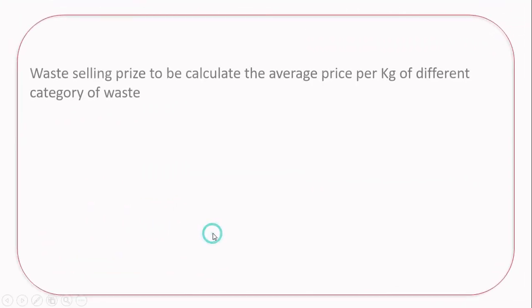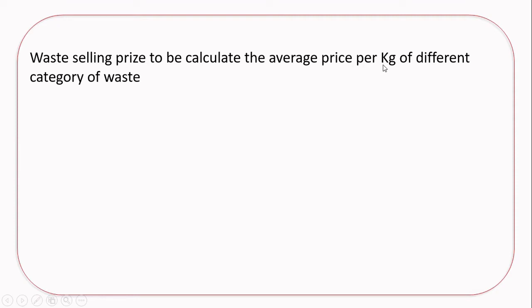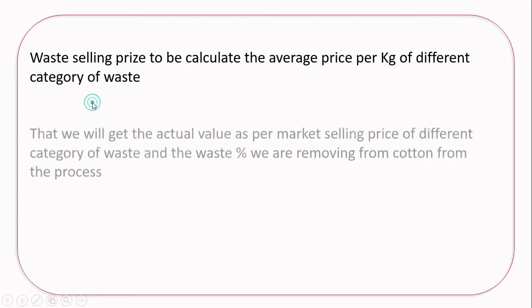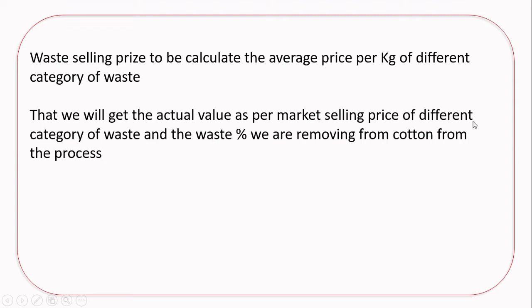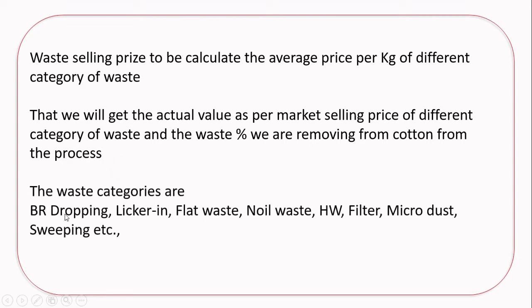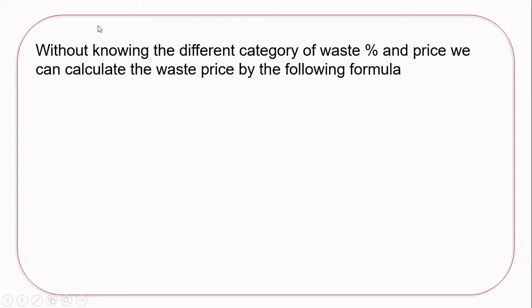For waste selling price, we have to calculate the average price per kg of different categories of waste. We will get the actual value as per the market selling price of different categories of waste, and the waste percentage we are removing from cotton in the process. The waste categories are blow room, dropping, lickerin, flat waste, noil waste, hard waste, filter, micro waste, and sweeping waste. By calculating the average selling rate of the waste, we will get the correct average selling rate of waste.